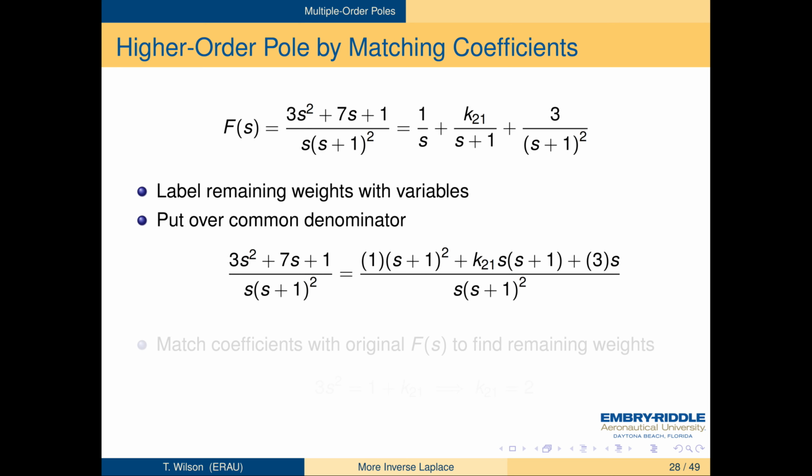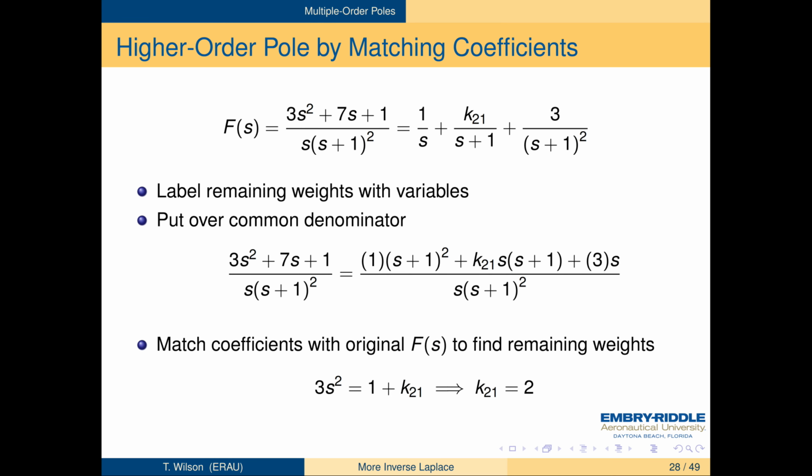The next step is to put everything over a common denominator. In the original expression for capital F of s, the s squared term had a coefficient of 3. In the right-hand side of our expression, the coefficient of s squared will be 1 plus k sub 2, 1. So k sub 2, 1 must be 2 to make the coefficients match. If we had had an even higher order pole, there would have been as many matching equations for powers of s as there were unknown weights.